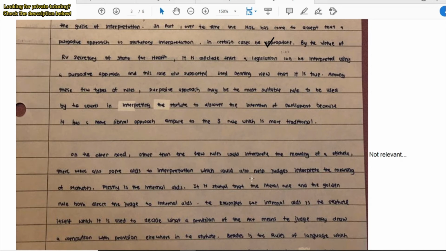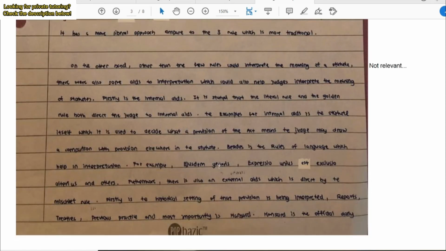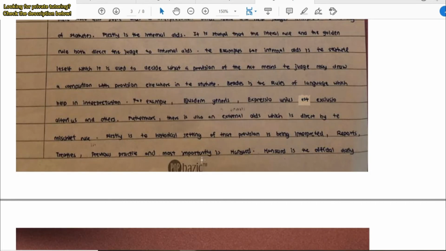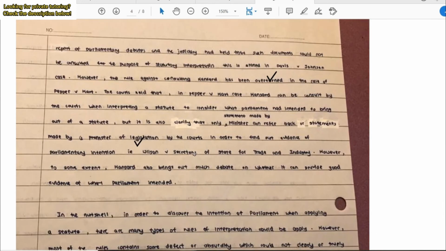Aids. You did use, wait, I said not irrelevant. Why? Other than the rules to interpret the meaning of the statute, there are also some aids to interpretation which could also find the meaning of statutes. Firstly, internal aids. I say it's not relevant because you're basically talking about the rules of language part, same as the other one, which is not very relevant. And most importantly, Hansard. Just getting to this part here is fine.